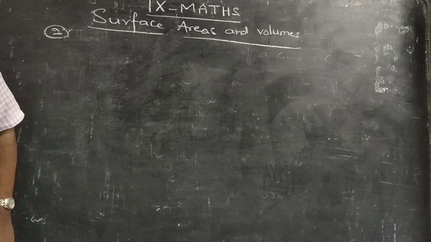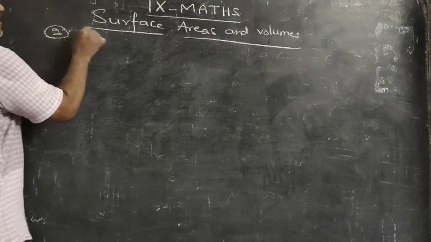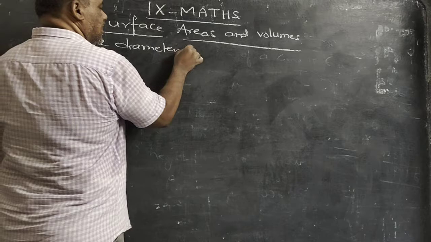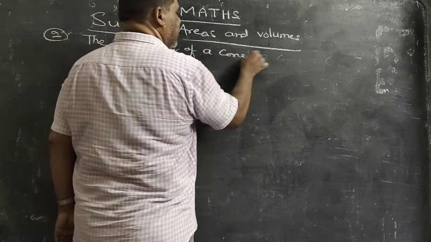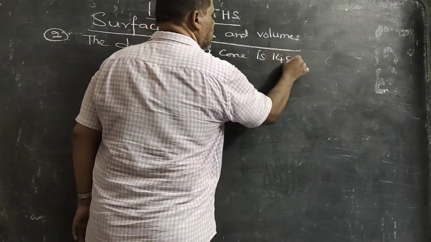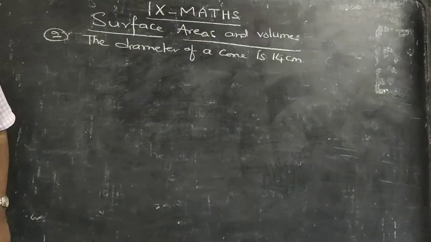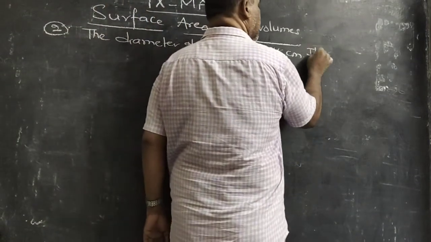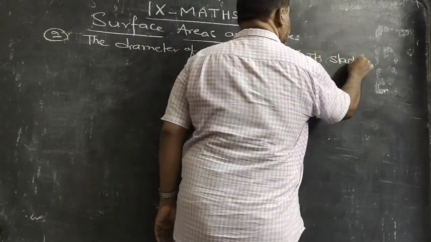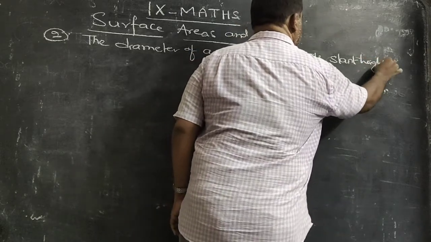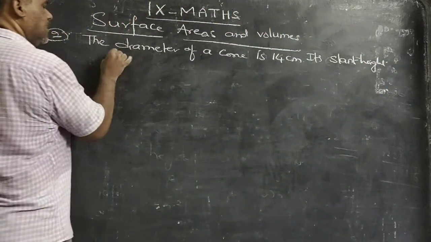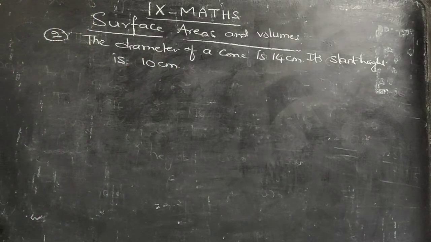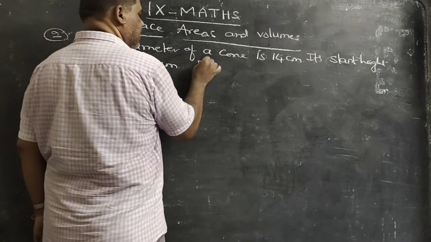Right, next problem. The diameter of a cone is 14 centimeters. Its slant height is 10 centimeters. Find the curved surface area.